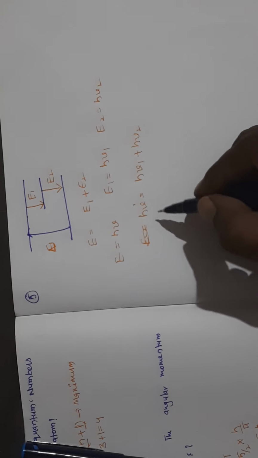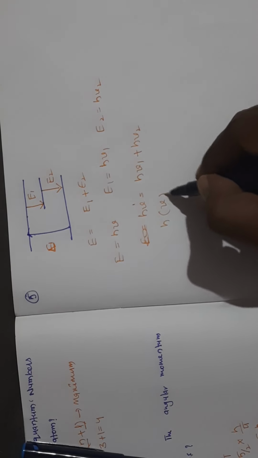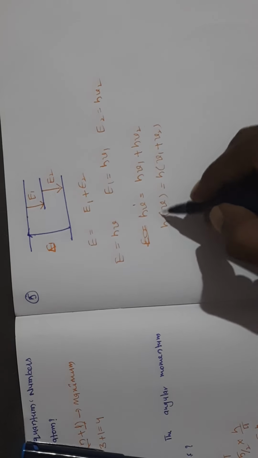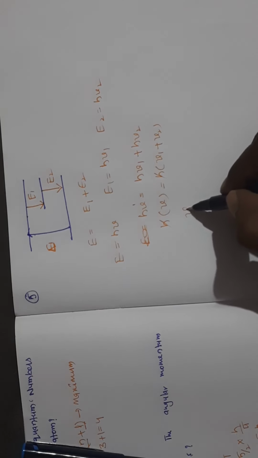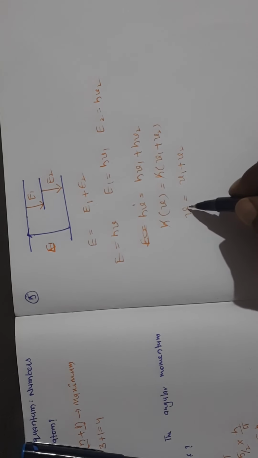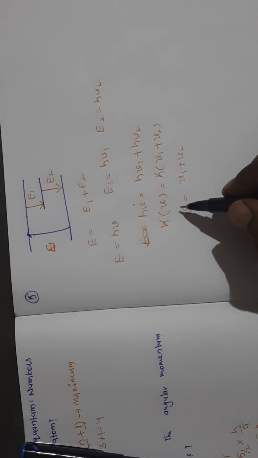The h's get cancelled. So h nu is equal to h nu1 plus h nu2, and the h's cancel. So nu is equal to nu1 plus nu2. According to the formula, what is the first wavelength? The first wavelength is 355 nanometers. So we know that already.